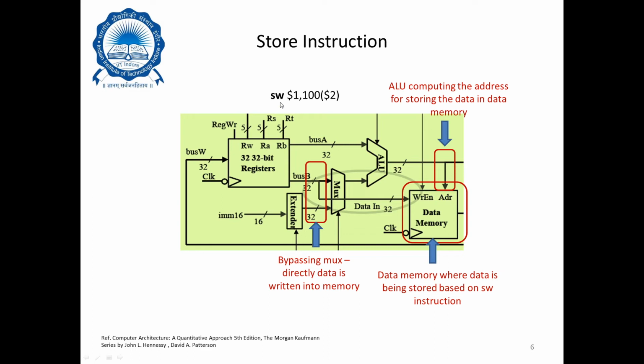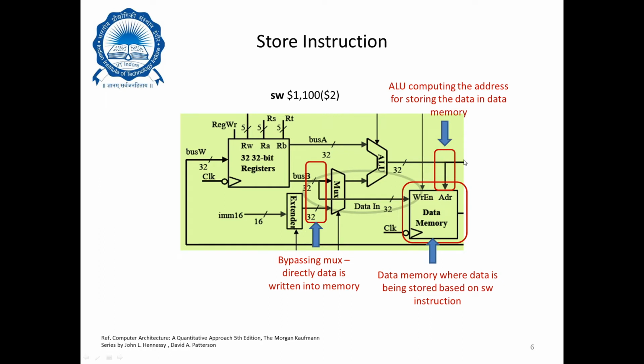In case we want to store something from the register into the memory, this wire that gets out of the register will be directly fed into the data memory, because we are writing a value into the memory. This connectivity reflects the bypassing of the mux for directly writing data into the memory here. So this goes here. This data memory is where the data is being stored based on the SW instruction that you see.